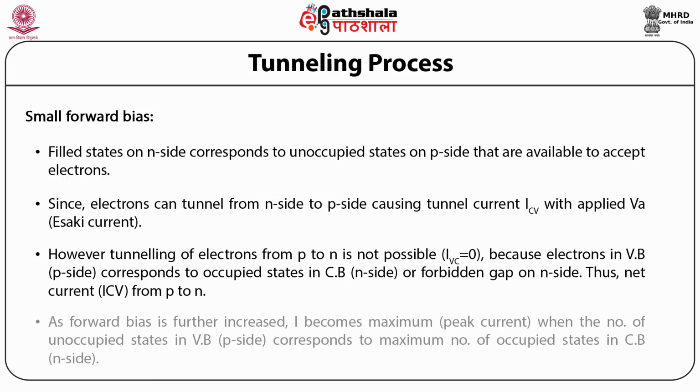So students, as forward bias is further increased, I becomes maximum, that is peak current, when the number of unoccupied states in the valence band on the P side corresponds to the maximum number of occupied states in the conduction band on the N side. At high forward bias, the bands on both sides of the junction begin to pass each other. So there are fewer available unoccupied states on the P side and the current decreases.